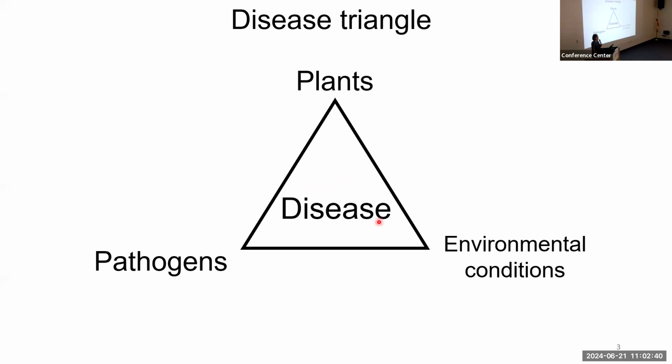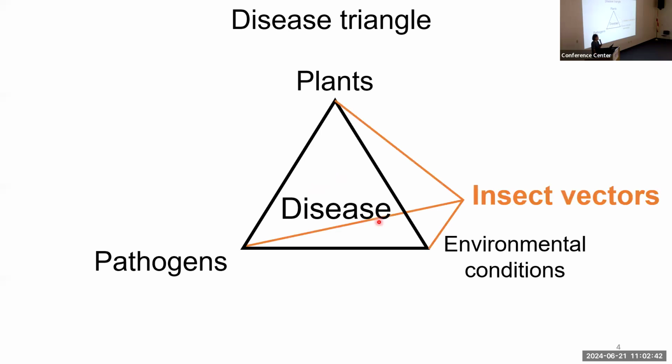But for some diseases, for some pathogens, they need insects to transmit them. For example, some viruses and phytoplasmas are colonizing in the plant phloem sap. So when insects feed on this phloem, they can uptake these pathogens, and then when they move around, that's where they can transmit the virus or phytoplasmas. So for these pathogens, insect vectors play a key role in the disease development. So without insects, this disease will not transmit and hence no disease.